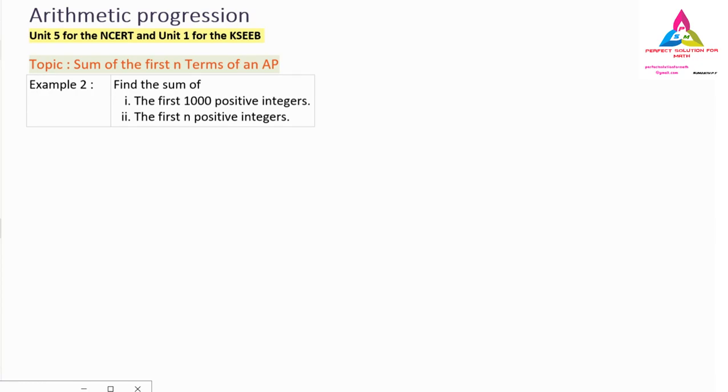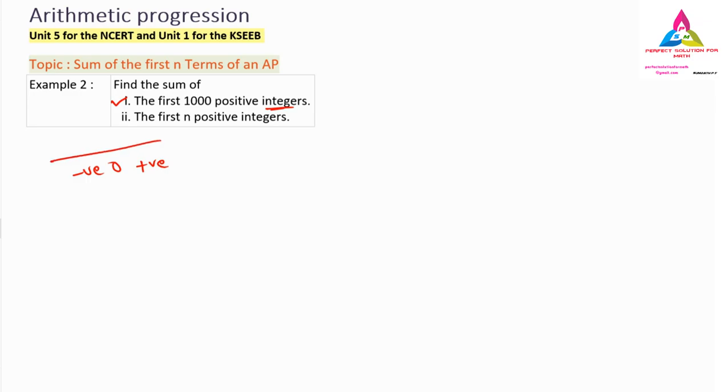Coming to the second question, that is example 2, find the sum of the first 1000 positive integers. The sum of the first 1000 integers we have to find. So the formula here is clear. The thing is we have to find the 1000 positive integers, so what is a positive integer all about? First of all, what is an integer? An integer is nothing but the positive and negative numbers including 0.